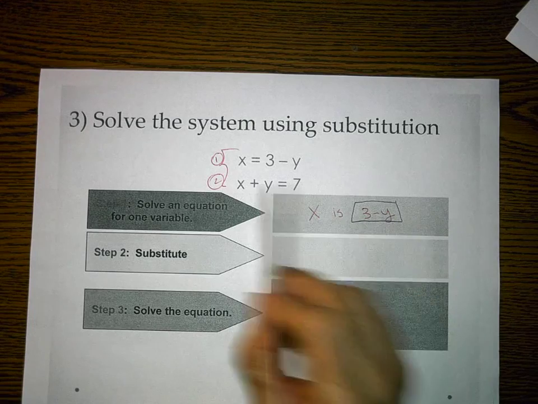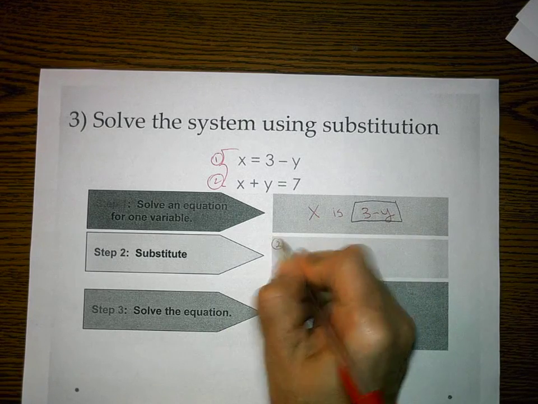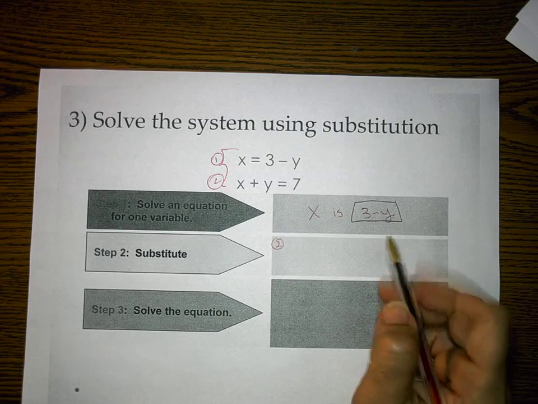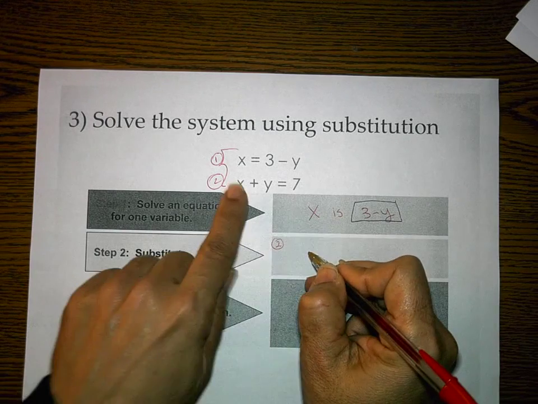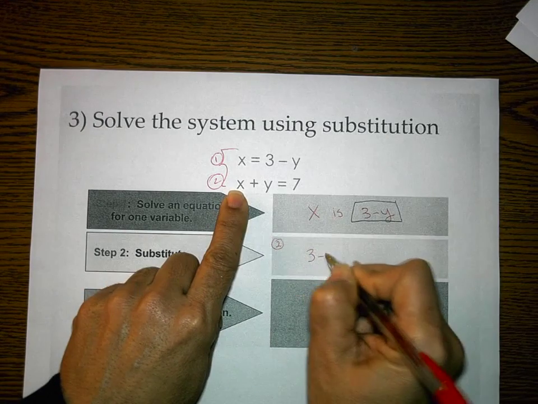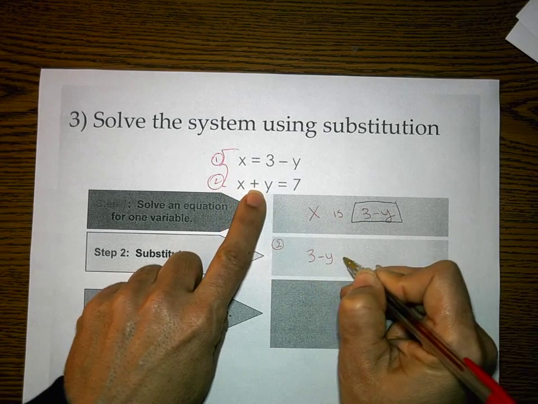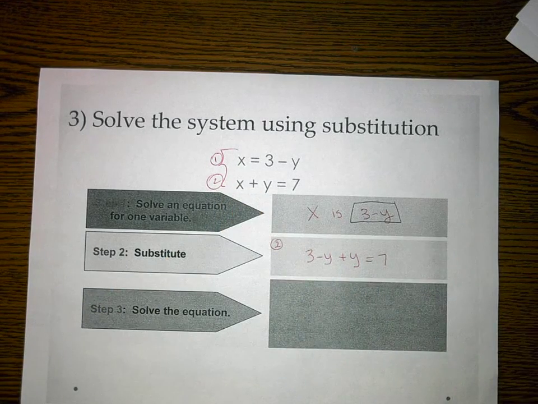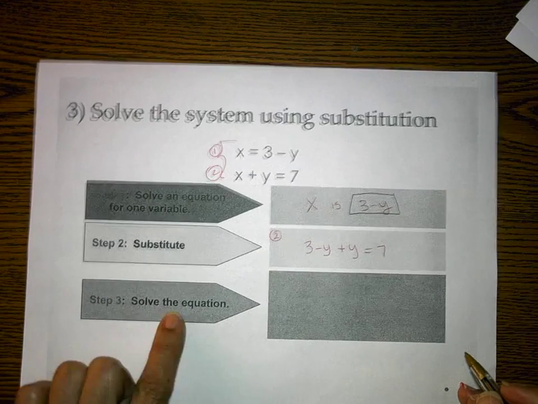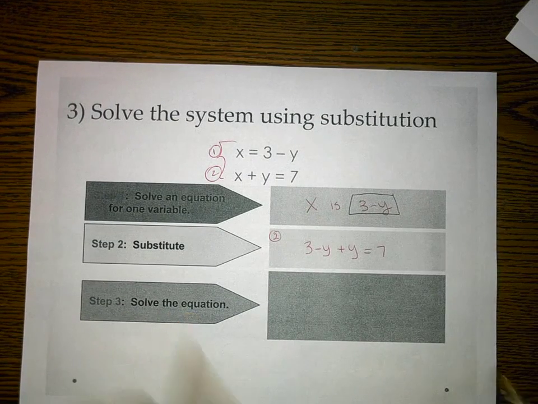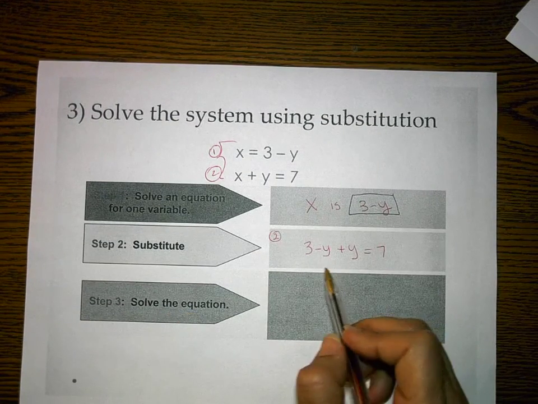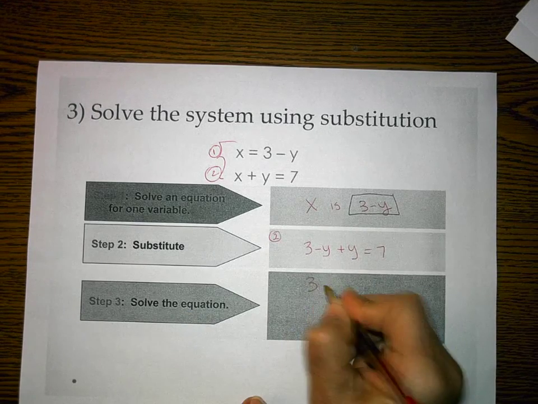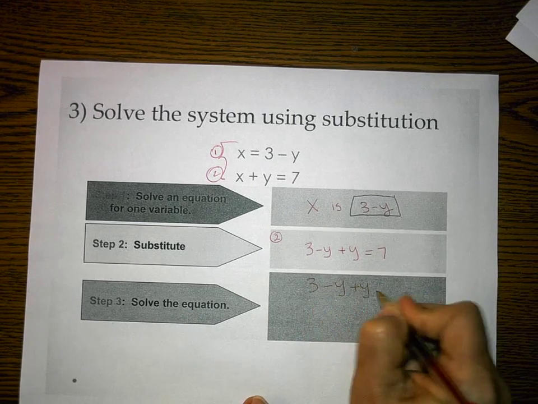So on equation number 2, in the place of x, I'm going to write 3 minus y. So instead of x, I'm going to write 3 minus y. Now I continue with the equation. Plus y equals 7. All right? Now let's solve the equation for y. But it looks like when I add them, I have 3 minus y plus y equals 7.